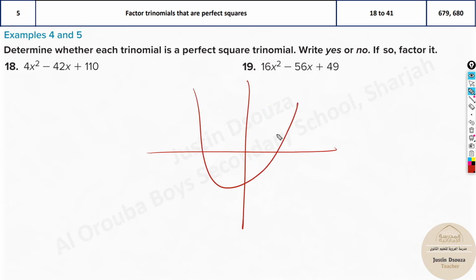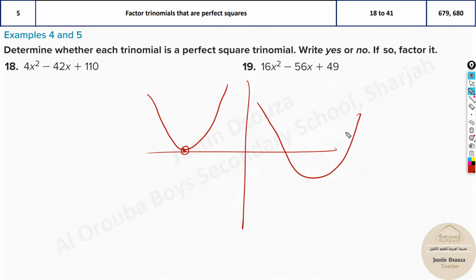Now if it is not a perfect square trinomial, the graph will be something like this. Okay, this is also a very bad graph, but you get the picture, right? There'll be two solutions. If it is a perfect square trinomial, there'll be only one solution, because it touches at just one point. If it is not a perfect square, there will be two solutions. So how does this information help you? Now there are various ways. The calculative method is very easy.